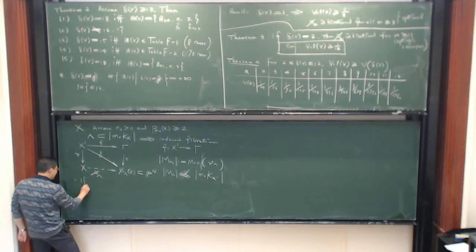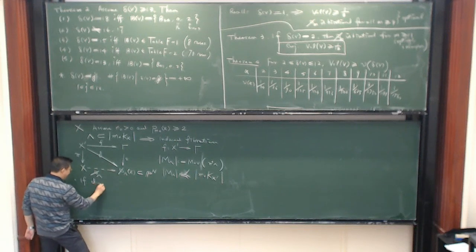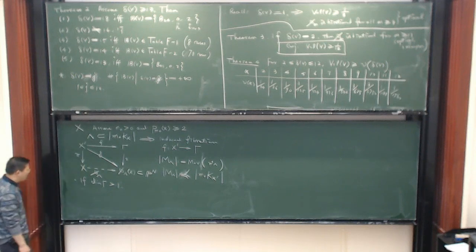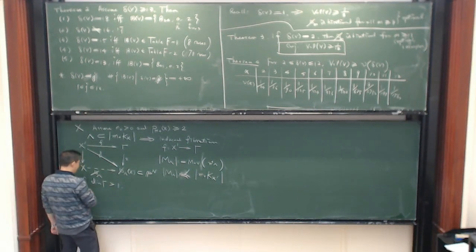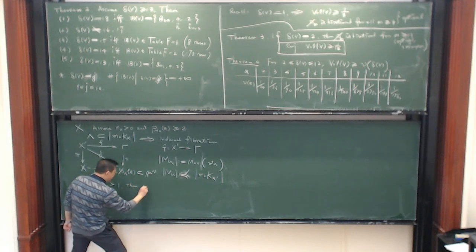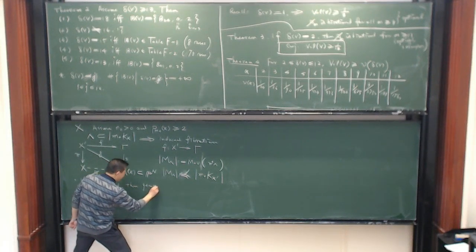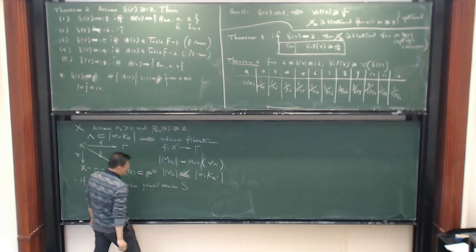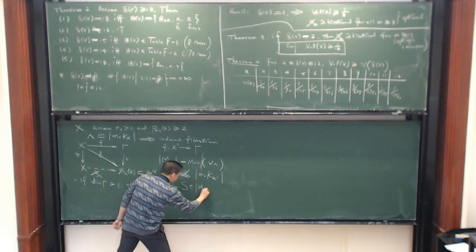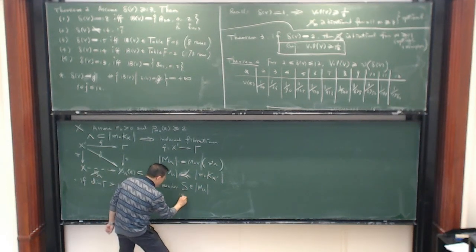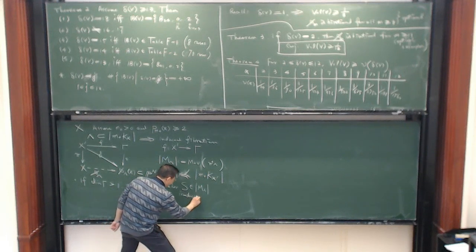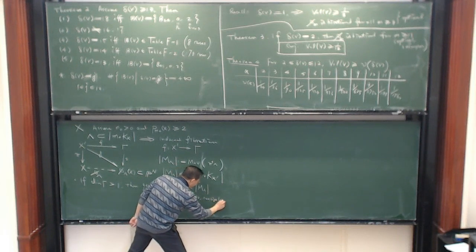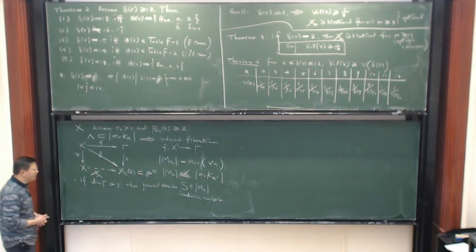So there are two cases. First, if the dimension of gamma is greater than 1, then the general member S in this linear system is irreducible and non-singular. Okay, so this is due to Bertini's theorem.